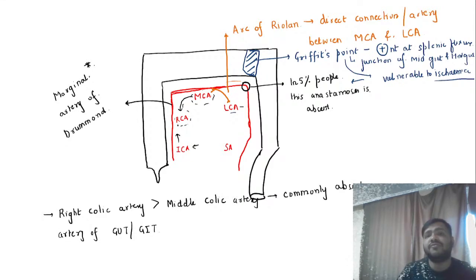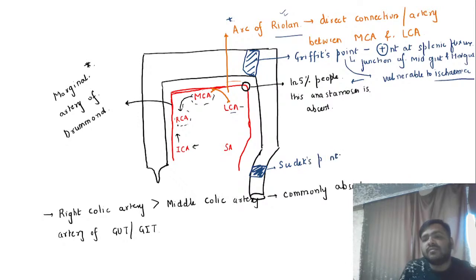So what is present here? The arc of Riolan, that I have already discussed. So the majority of the time it is not most vulnerable because it is compensated by the arc of Riolan, that is the direct connection between the MCA and LCA. Okay, so you have to be thorough with that. And there is one more point present at the rectosigmoidal junction, the rectum and the sigmoid junction, and this is the Sudeck point.